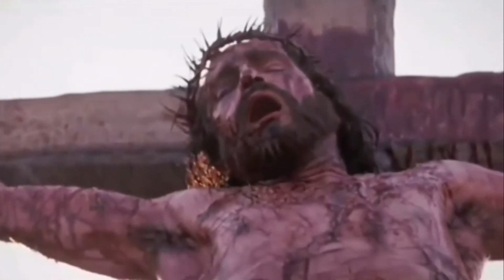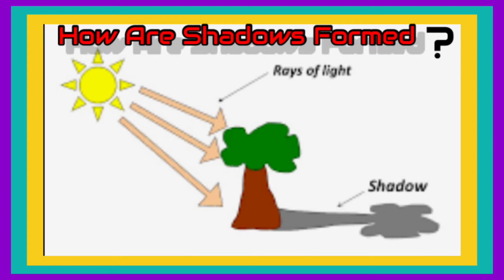So, how are shadows formed? Light rays travel from a source of light in straight lines. If an object that you cannot see through, otherwise called an opaque object, gets in the way, it stops the light rays from traveling through it, thus blocking the light rays. This results in an area of darkness appearing behind the object.